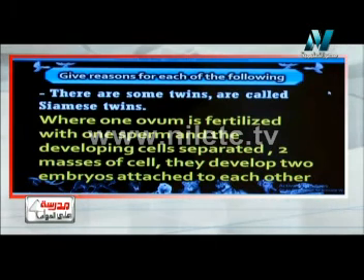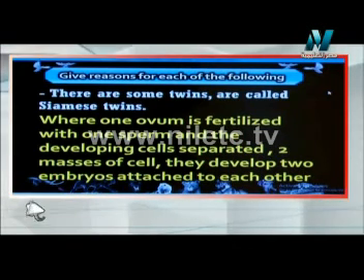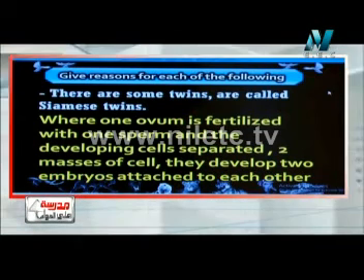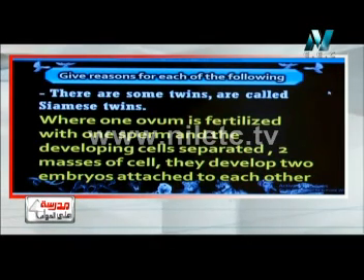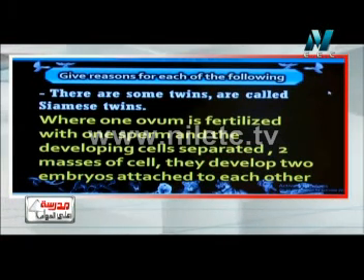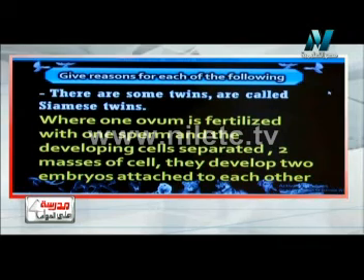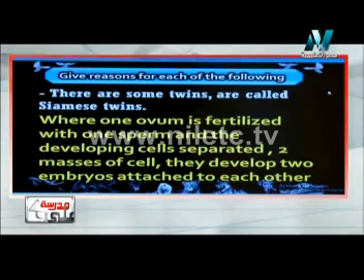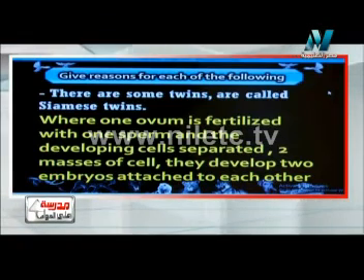These cells may separate to form two masses of cells, each developing to produce two embryos or two fetuses. But some of them may adhere to each other or attach in a certain part, so that's called the Siamese twins. So the Siamese twins are identical twins formed by the fusion of one ovum with one sperm.